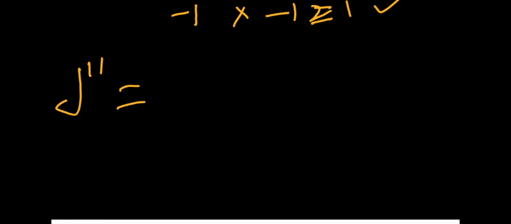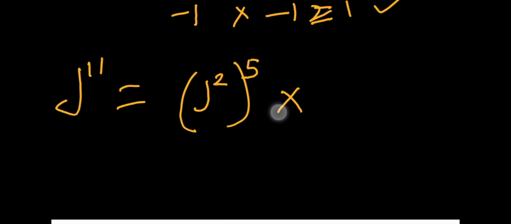So what do I mean by that? I'm going to be doing something like this: j squared all raised to the power of 5, times j. You see what I did here? If I use the power rule to solve this particular question, this is the same thing as 2 times 5, 10. So it's j raised to the power 10 times j, which is also going to give me j raised to the power of 11.